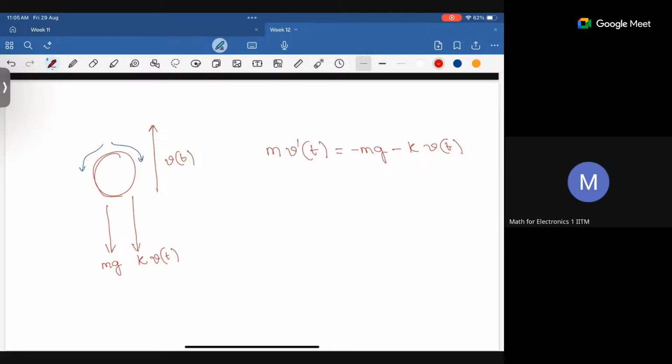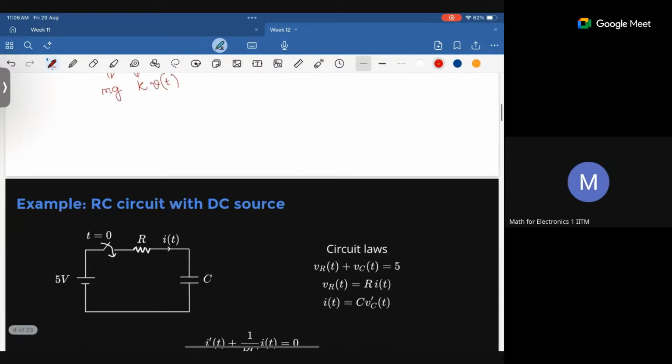Therefore both of them will be minus mg minus k v of t. Then if you bring k v of t to the left side and divide the whole equation by m, we get v prime of t plus k by m v of t is equal to minus g. This is the governing differential equation for this particular scenario. Once you solve this, the solution is v of t, the speed at a given time t. So this is another scenario.